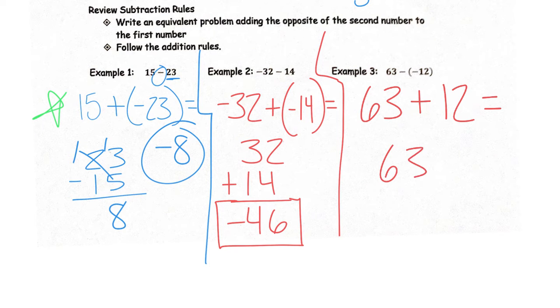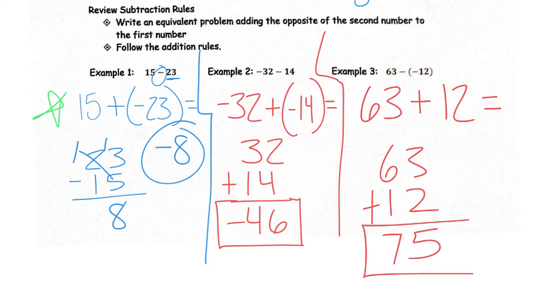Same signs, we would just add. 3 plus 2 is 5, 6 plus 1 is 7. And this would stay positive. Don't just go put a negative on there.